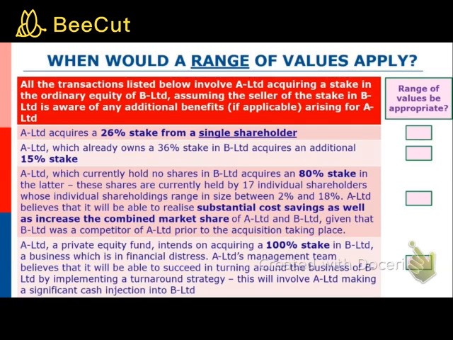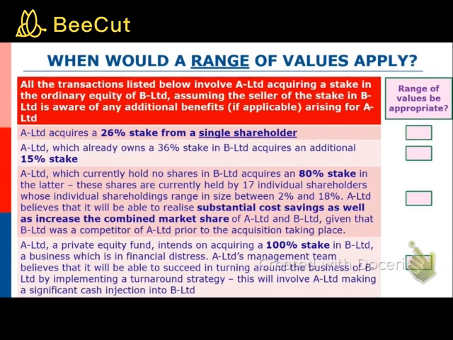Right. And I want you to be aware, as I said to you here, that the seller is aware that the buyer might, in certain cases, be generating more value than another buyer would. So let's look at the first one. Company A, or A Limited, acquires a 26% stake from a single shareholder.